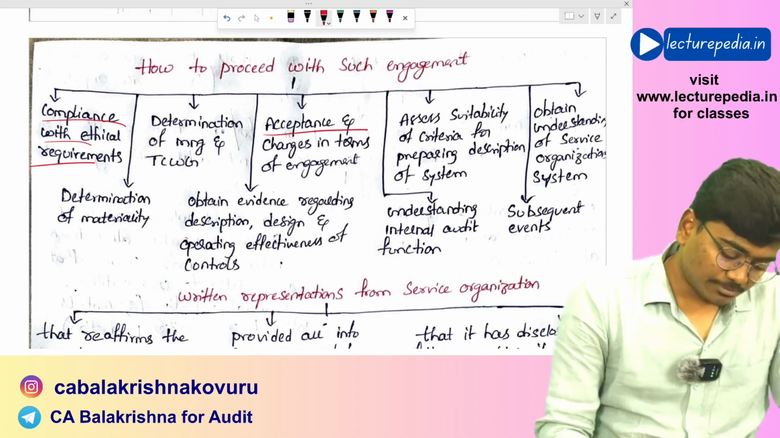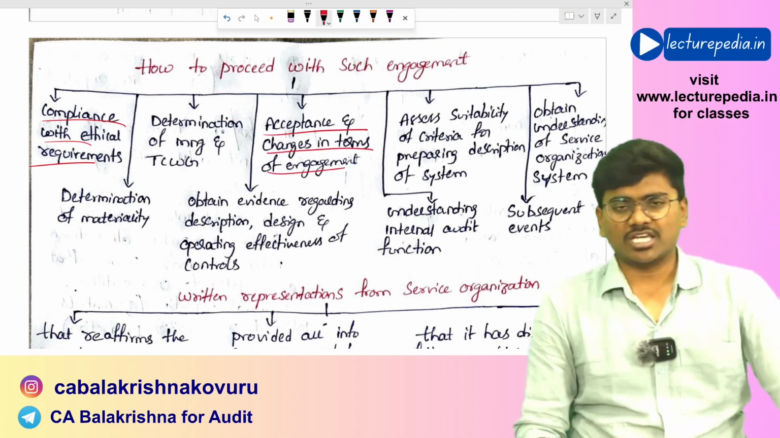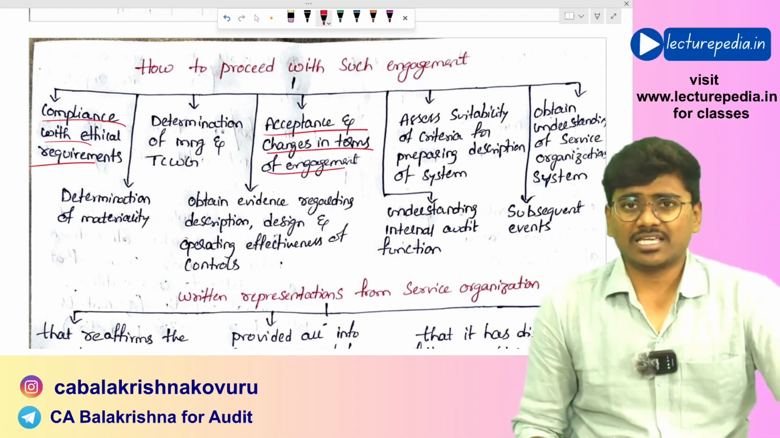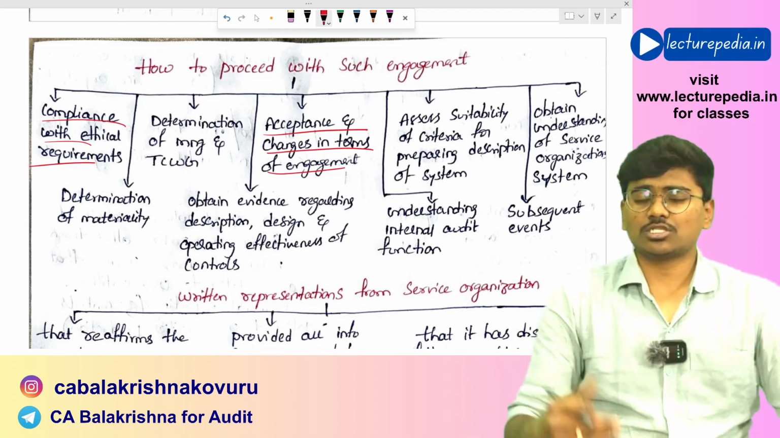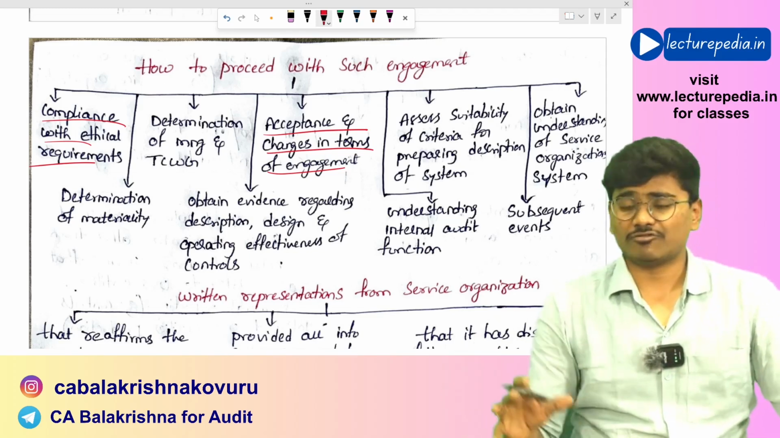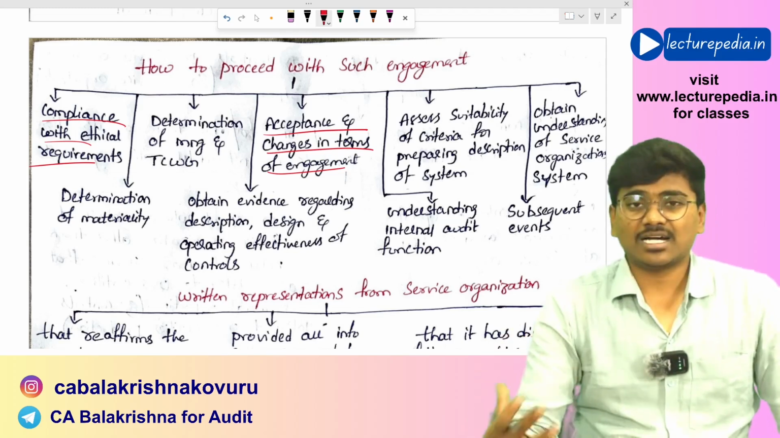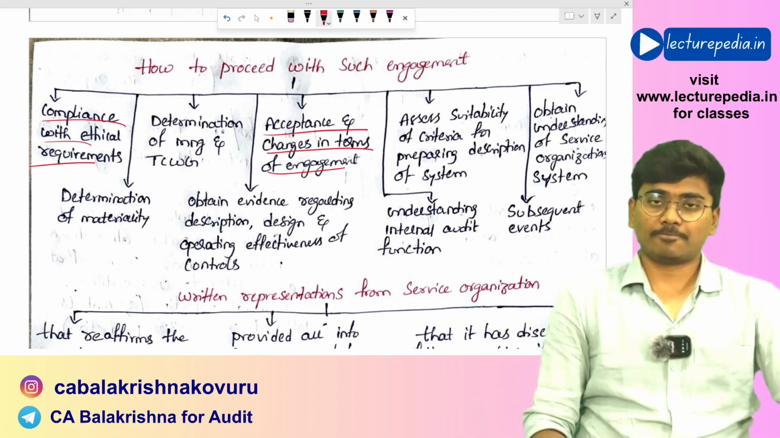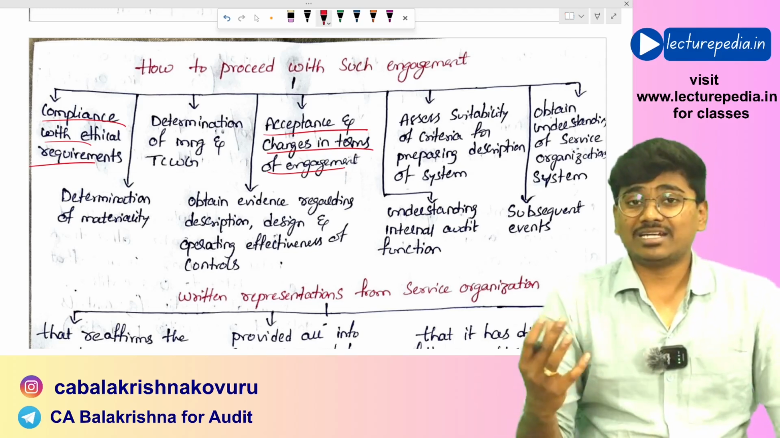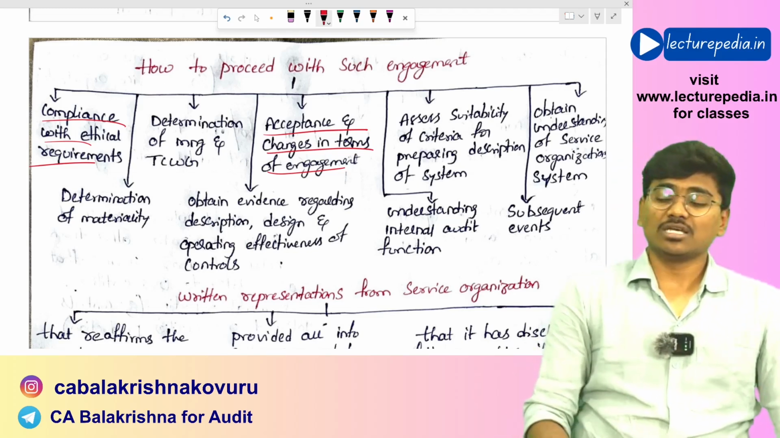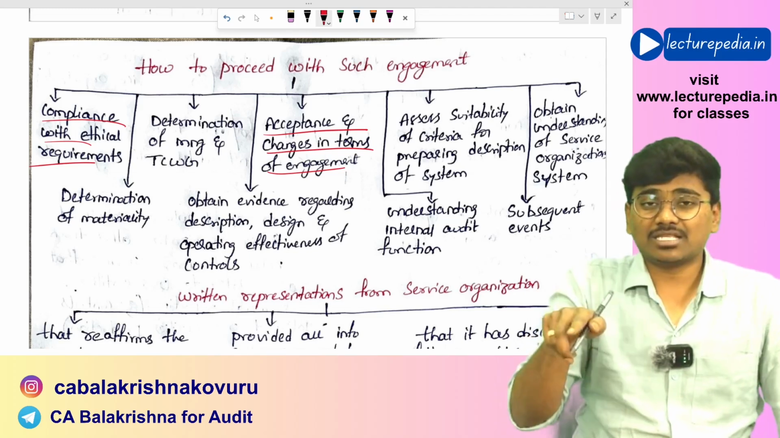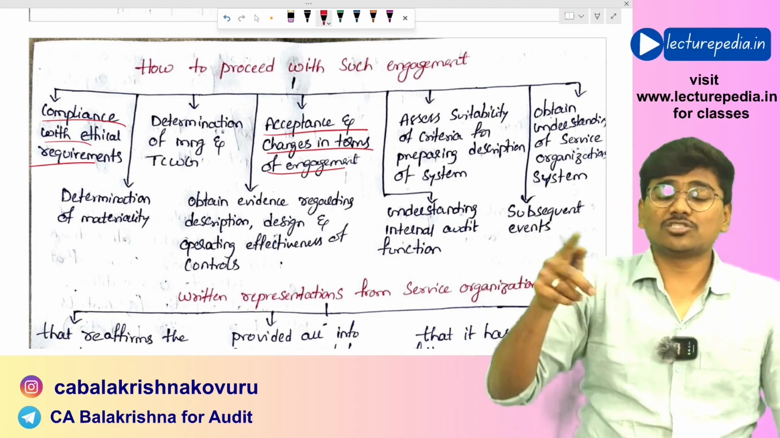And acceptance and changes in the terms of engagement. Before accepting the engagement to provide assurance on internal controls, you need to check whether you have sufficient capability to discharge this engagement or not. And also whether the criteria that has been used by the service organization for developing the description of the system is suitable or not.